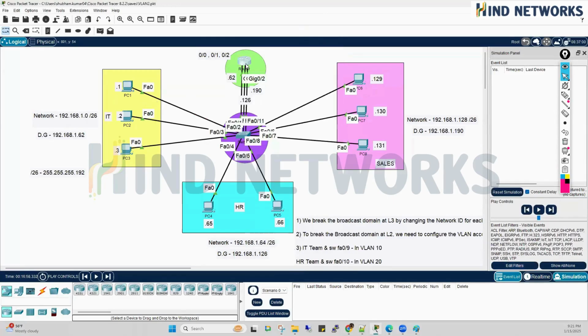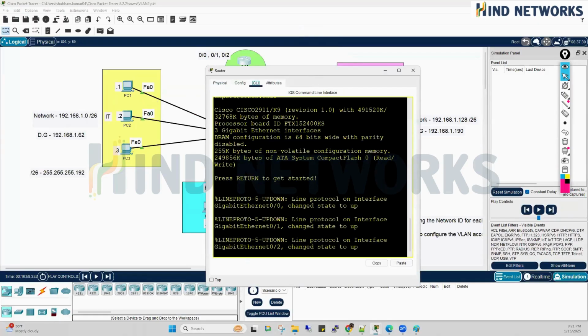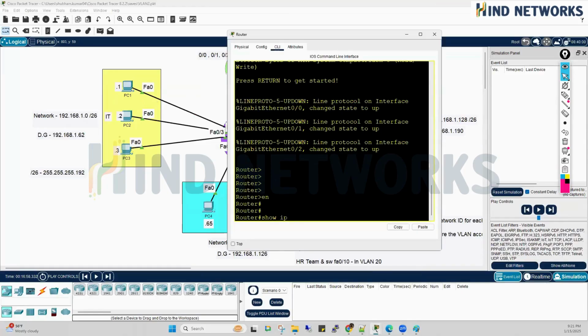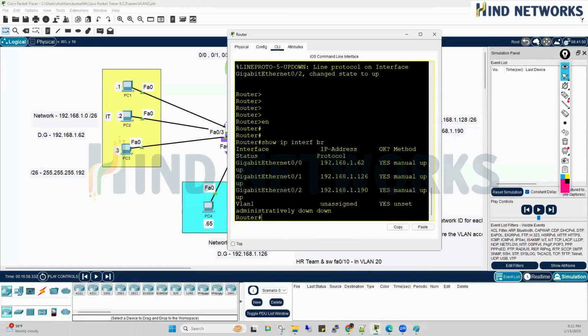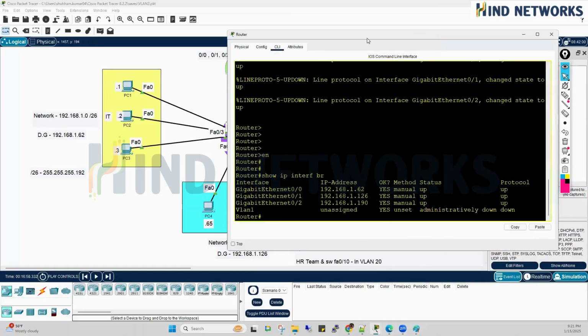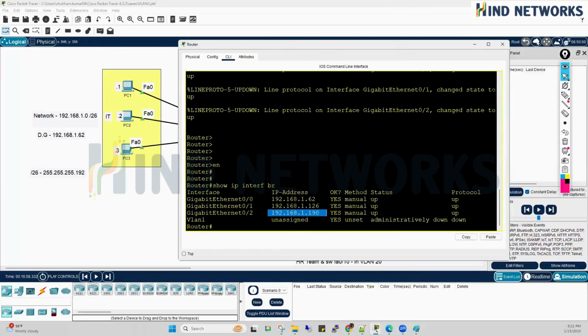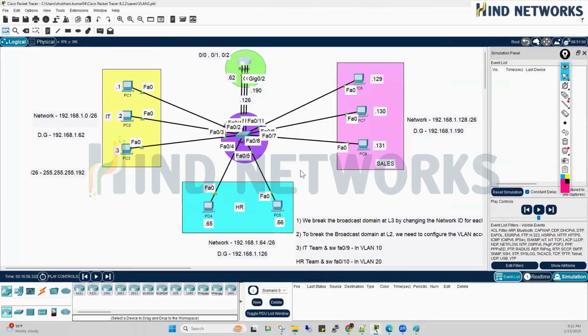ICMP here. Let me check IP address is configured or not. Enable, show IP interface brief. See, how many interfaces are there? Three interfaces. 192.168.1.62 on 0/0 is configured, on 0/1 1.126 is configured, and on 0/2 192.168.1.190 is configured. Done. And all are up. There is no problem. Clear?